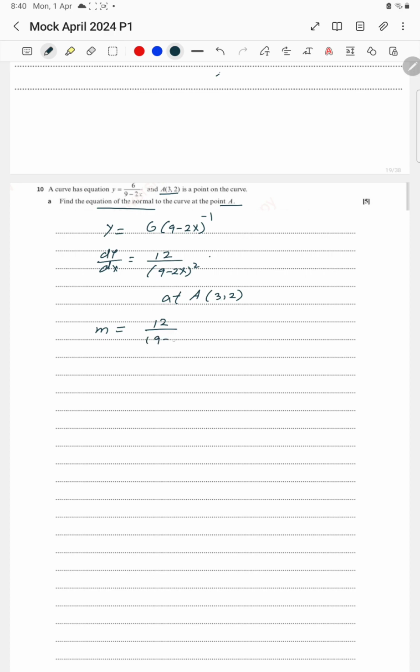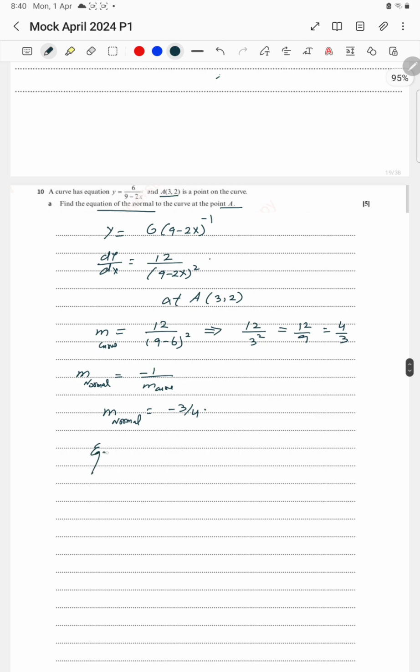9 minus 2 times 3 is 6... 9 minus 3 is 6, squared. 12 by 3 squared, that is 12 by 9. So 4 by 3 is the gradient of the curve. So for the equation of the normal, the gradient of the normal will be minus 1 over the gradient of the curve. So I can write m normal is equal to minus 3 by 4.